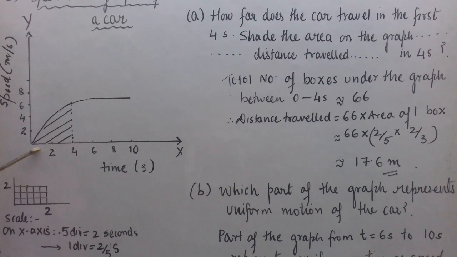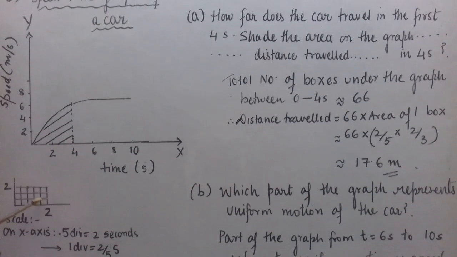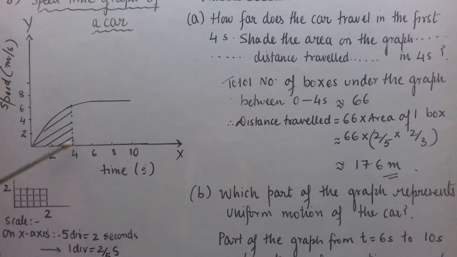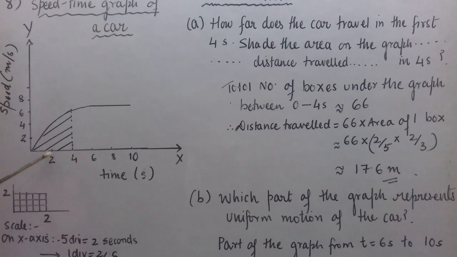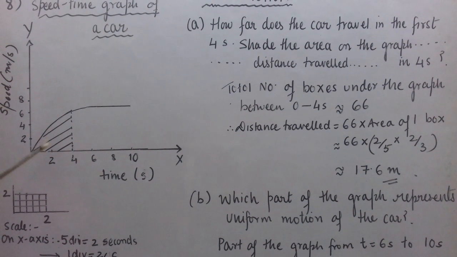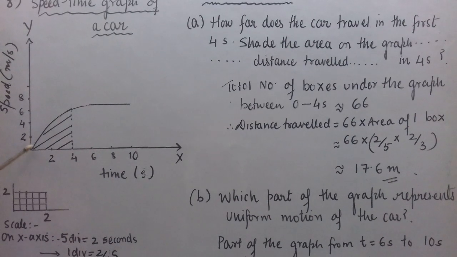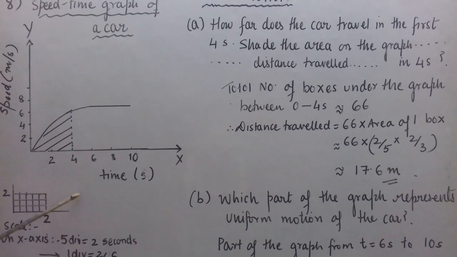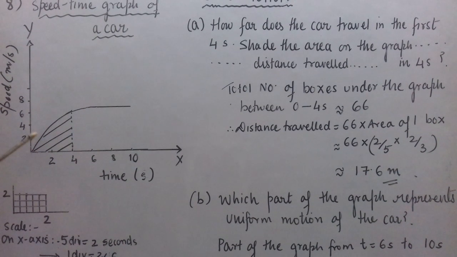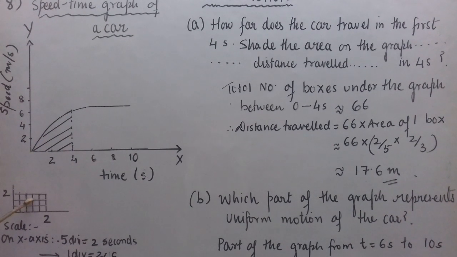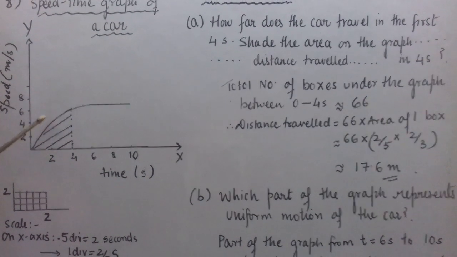Now here, what we can do is count the number of boxes under this area. If there are complete boxes, you can count them. Then near the edges, maybe there are boxes which are half, so you can count the number of half boxes. If the box is 3/4, we can consider it as one box. If only a very small part of the box is coming in this area, we can ignore it. Remember, we have to count the number of boxes in this area.